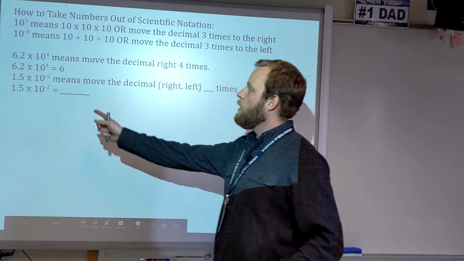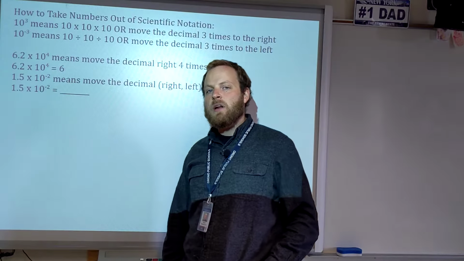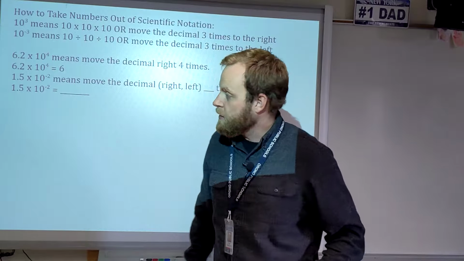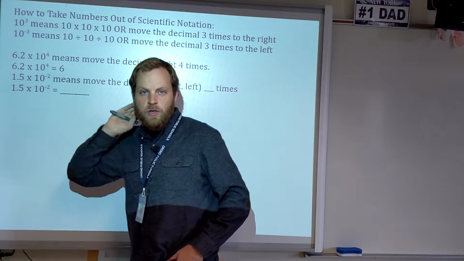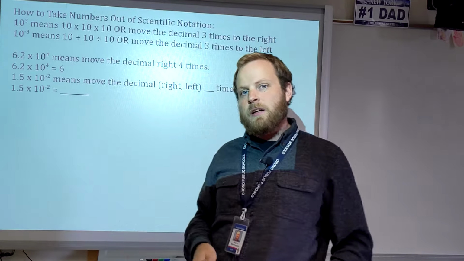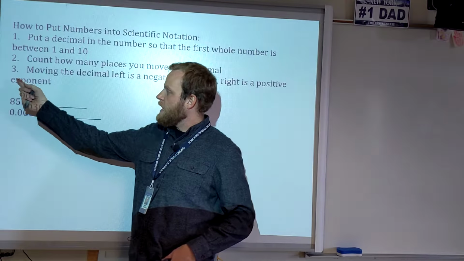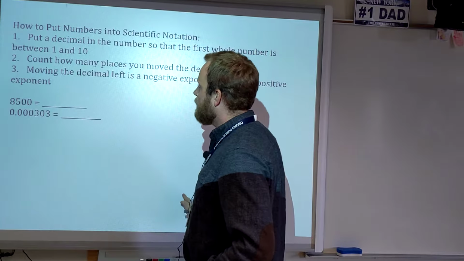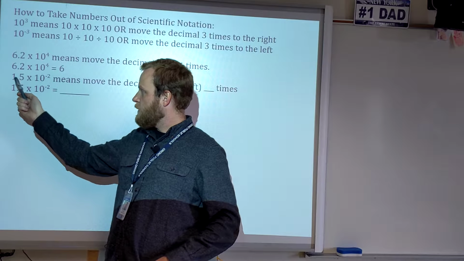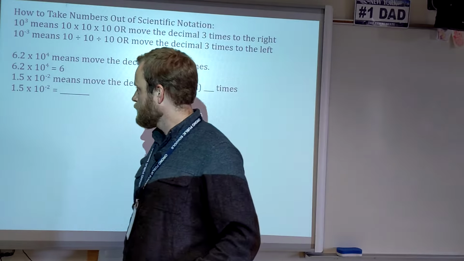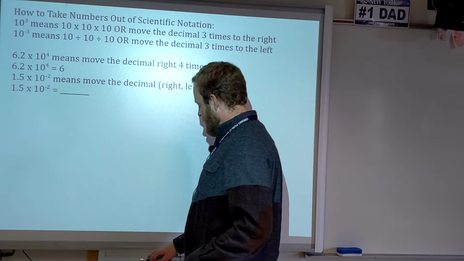Here's one. So this times 10 to the fourth basically means that we need to add a bunch of zeros somewhere. And instead of worrying about zeros, it's about moving the decimal place. So in general, if you have a positive exponent, this number should get bigger. So 6.2, the final number when we take it out of scientific notation, should be larger than 6.2. If it's negative, it'll be less than this number. So since it's negative 2, this should be less than 1.5. So we move the decimal to the right 4 times for this first one.